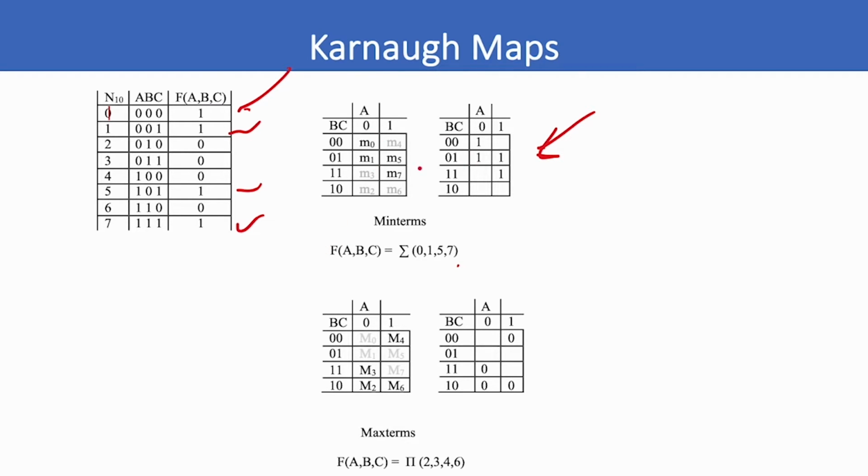Okay? This is a 3-variable Karnaugh map. So you can write the function as the sum of 0, 1, 5, 7. And that's what we have here, 0, 1, 5, and 7.